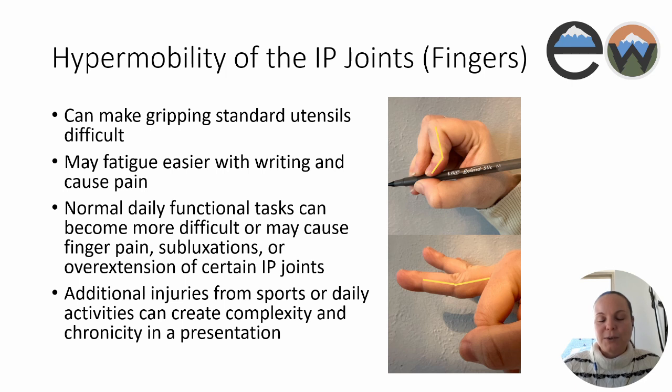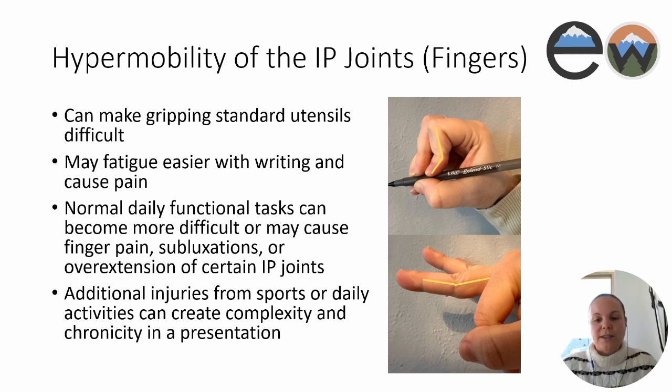So while many of us have switched over to typing things and voice to text, this is still potentially problematic for those who do write with a pen and also can be very problematic for kiddos in school as well. These normal daily functional tasks can become more difficult. They can cause pain, subluxations, and overextension of certain joints. That bottom picture is just at rest. The finger position is not optimal. Therefore, if anything hits it, it's not set up for a great response, right?